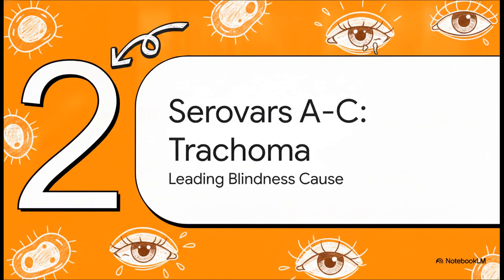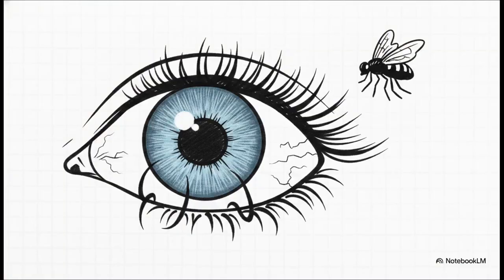Moving right along to Section 2, serovars A through C, responsible for trachoma. We're starting at the top of the alphabet and focusing straight on the I. Now, what's really staggering here is the sheer scale and severity of this disease. Trachoma is actually the leading infectious cause of preventable blindness globally. It's hyperendemic in parts of Africa, the Middle East, and Southeast Asia, and it's transmitted by direct contact or, incredibly, even by flies. In these hyperendemic areas, the prevalence reaches practically 100% by age 2 or 3.